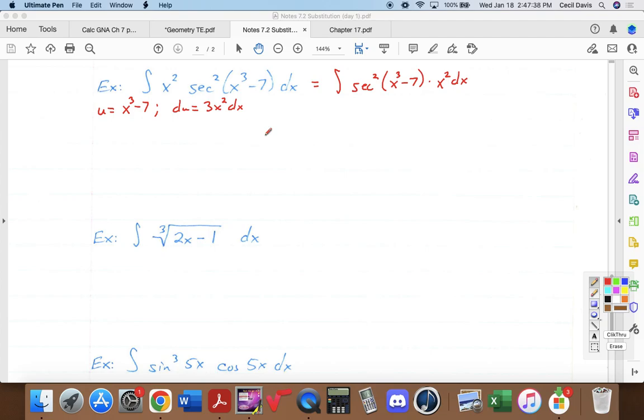Okay, so looking ahead, I go, I don't have a 3x squared dx. I just have an x squared dx. So what I'm going to do is divide both sides by 3 so that I get 1/3 du is x squared dx. Different people do this different ways, but I have always done it this way, and anything else I think is too complicated.